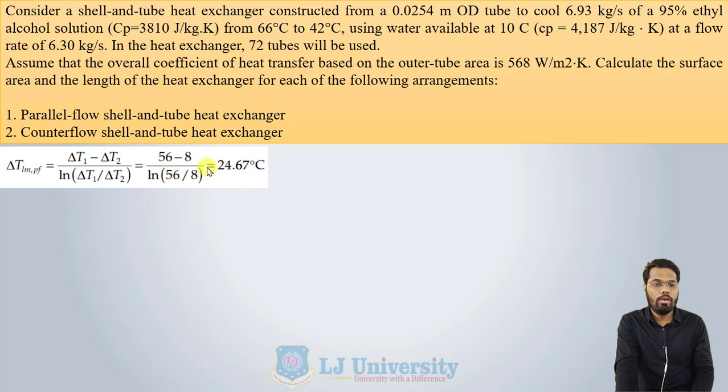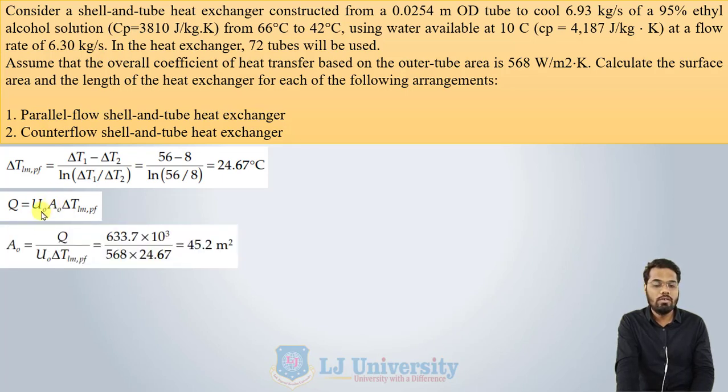Now we know the value of overall heat transfer coefficient U. We know the value of logarithmic mean temperature difference. We know the value of Q. So using this equation, Q is equal to UA delta Tm, we can easily find out the required surface area. So putting all the values in this equation, the unknown surface area becomes 45.2 meters square. This is the area of the heat exchanger.